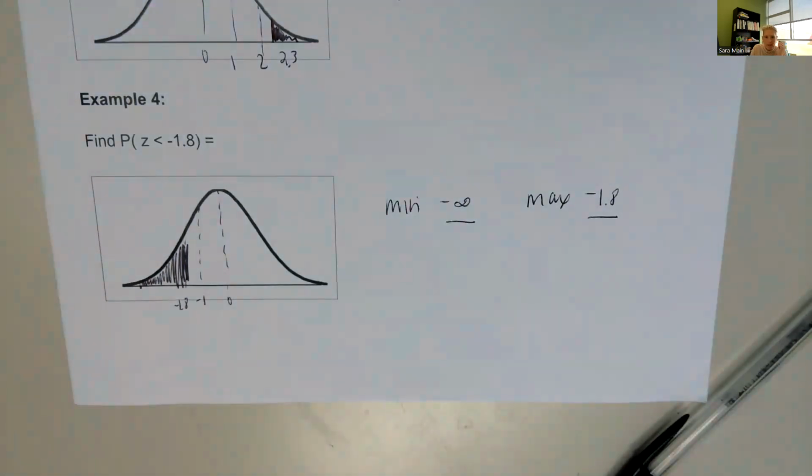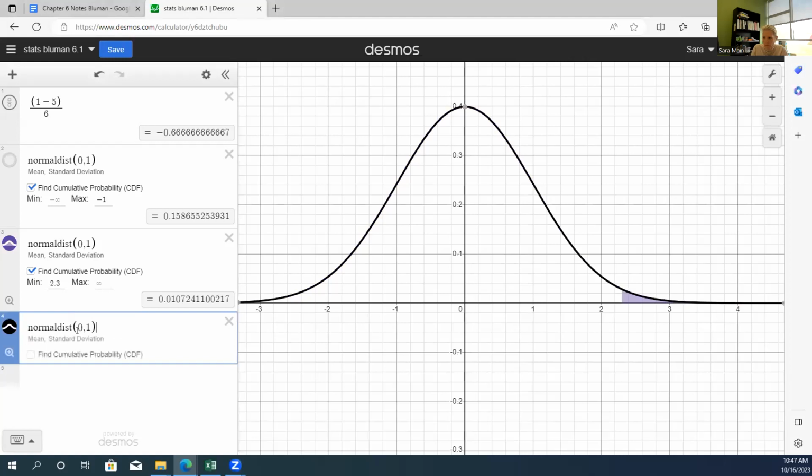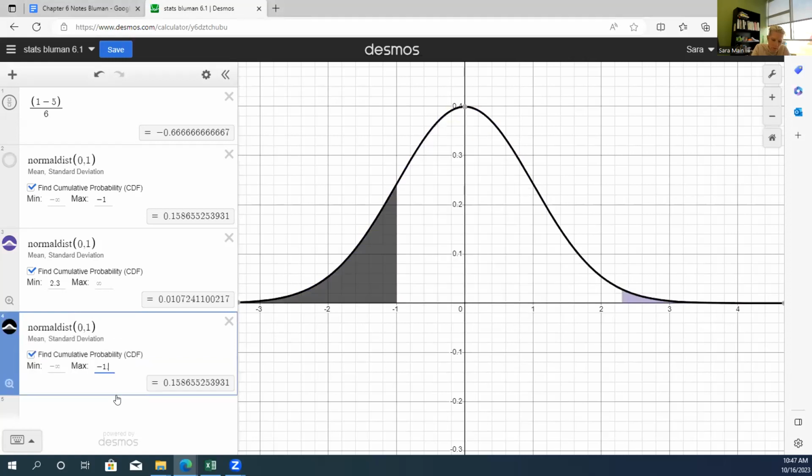I'll show you that on Desmos. And so I'm going to put a -1.8. And I'm going to turn off my other graph, but you can see there. Here's my gray graph here, my new one.